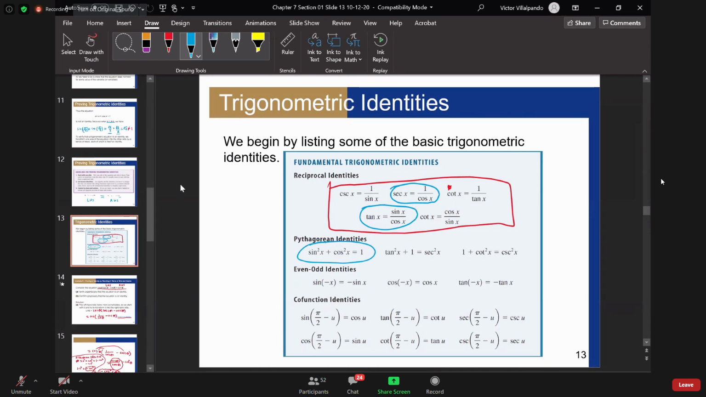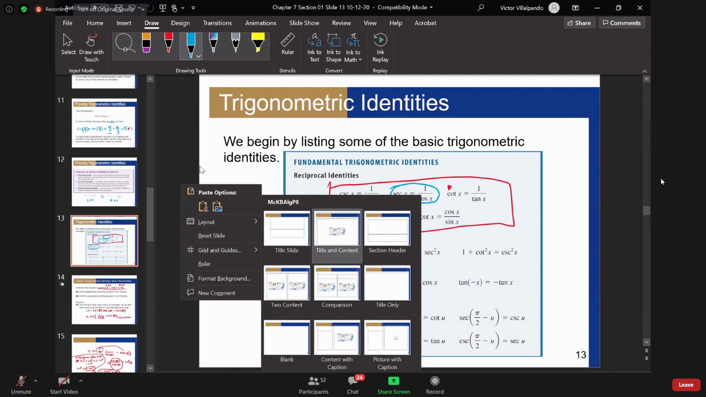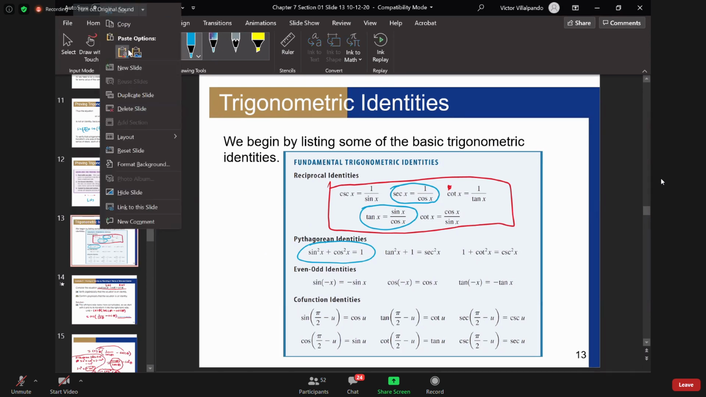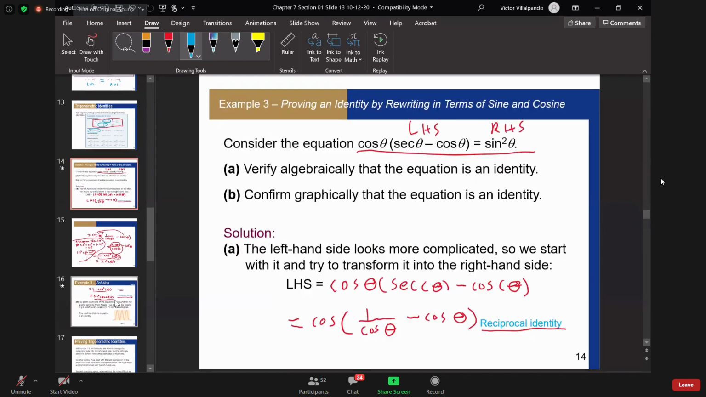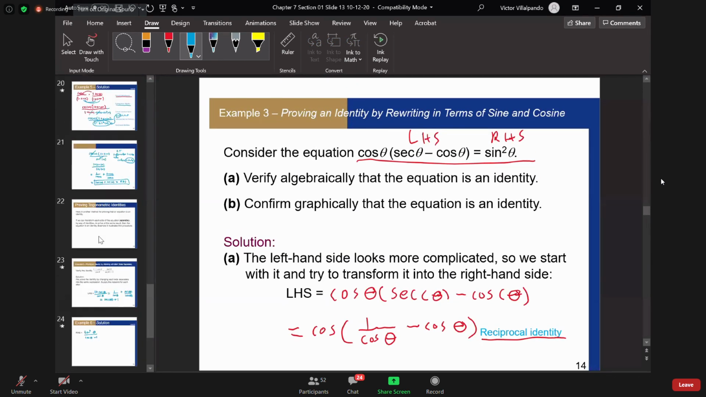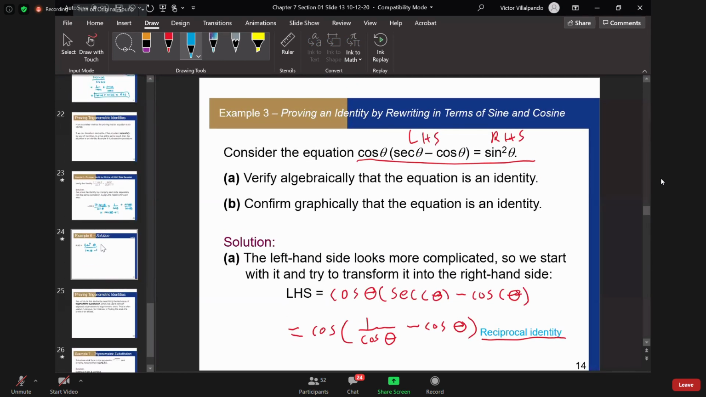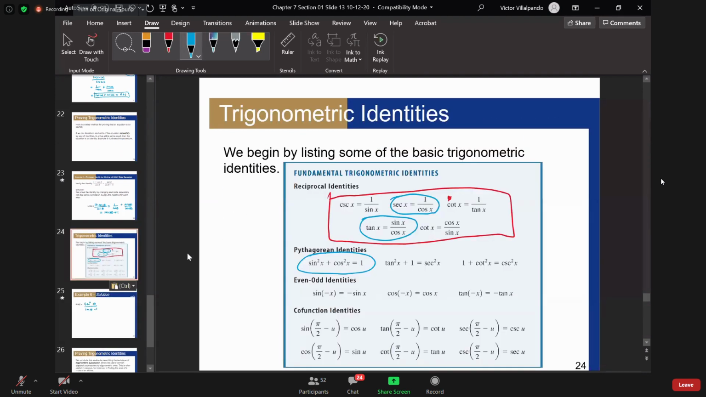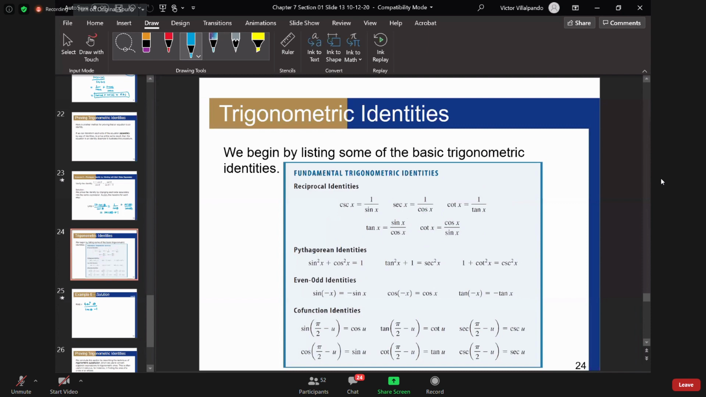Let me go ahead and copy this. Yes, we're going to have to be using one of the Pythagorean identities. I know the one that's circled in blue is the most popular one. Let's copy this because we're going to need that for the second half of our proof here. Let me paste this. I can erase some of this that doesn't pertain to our problem.